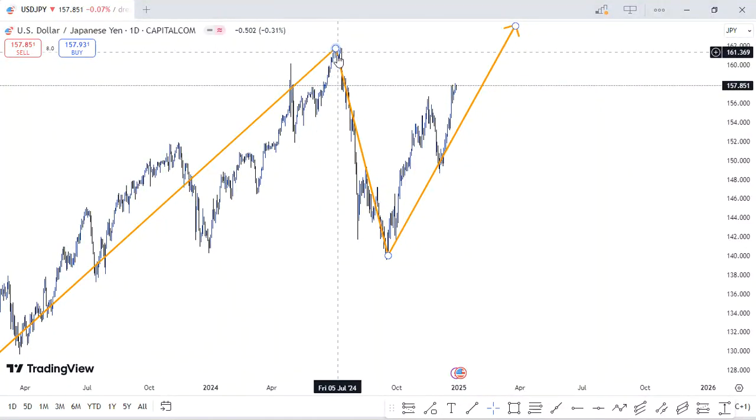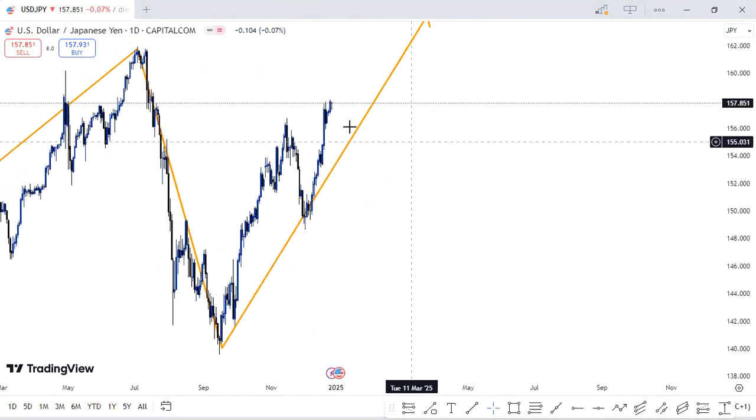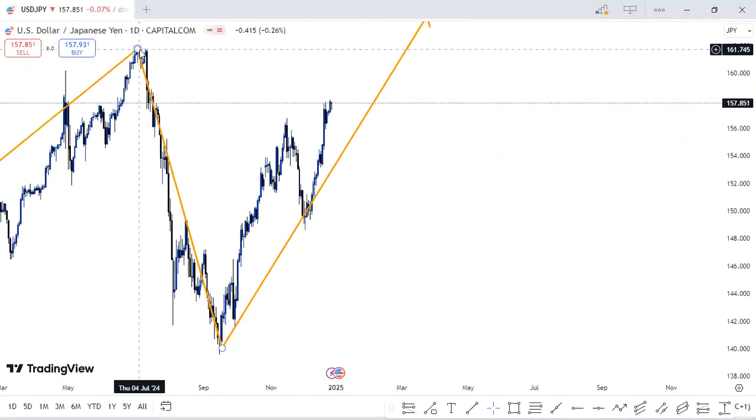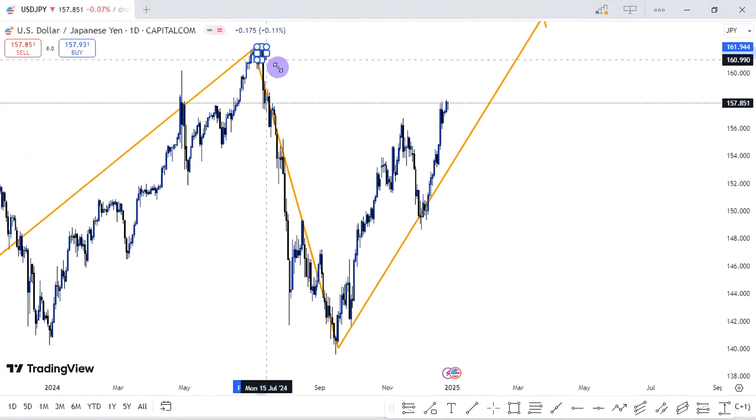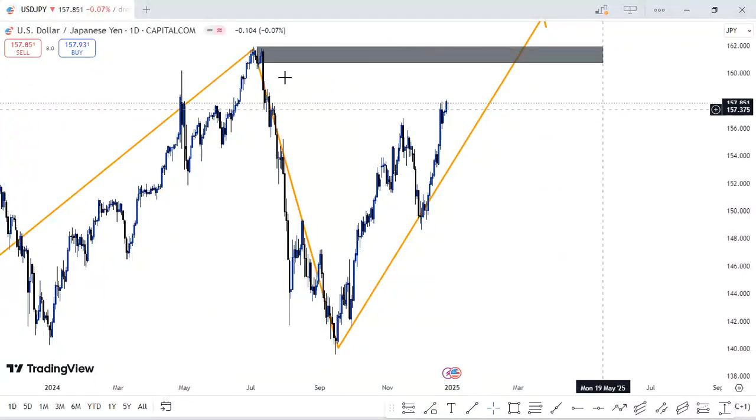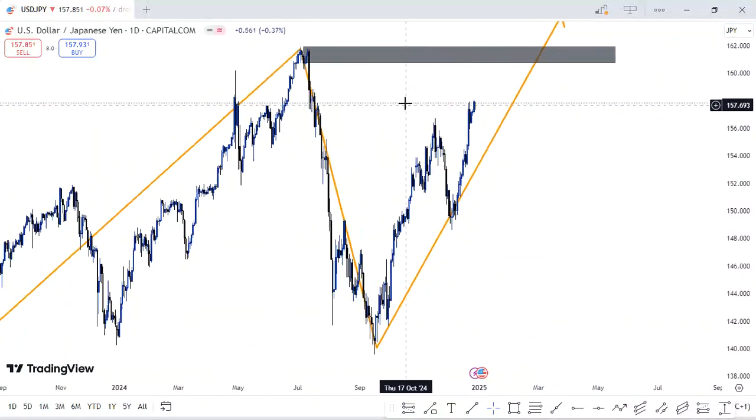That's if the market has the push it needs, the bullish push, to break through this particular high, this last high that we have over here. So that's what we're anticipating. That's what we want the market to do. We can break through this last high.